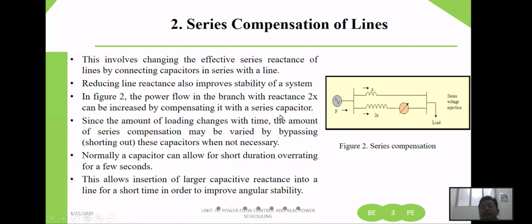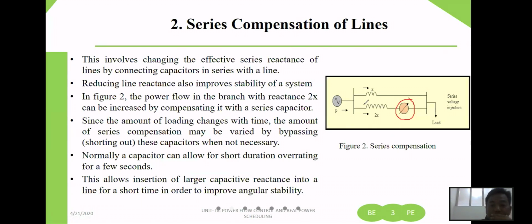So now, series compensation of a line, how to carry it out. Actually, when we do series compensation of a line, it will change the effective reactance of the line by connecting a series capacitor in the line. Let's assume, just now I have not shown the capacitor, but in this figure there is series compensation we have to do.